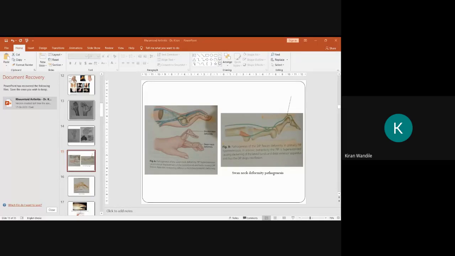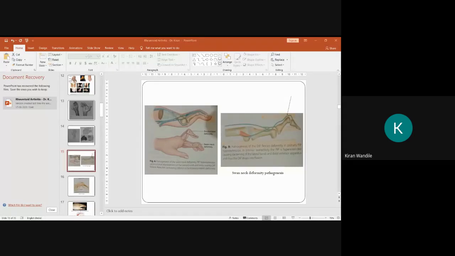Lumbricals and interossea, their function is they flex the metacarpophalangeal joint and extend the interphalangeal joints. So in rheumatoid arthritis, what happens? There is a contracture of the intrinsic mechanism. When the intrinsic muscles are overactive, that is called intrinsic plus hand.